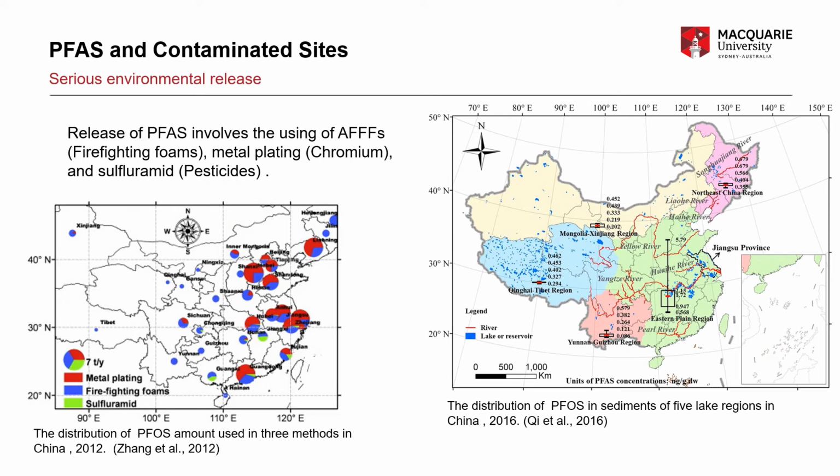Here you can see the left bottom picture. It records the distribution of PFAS amounts used in 3 metals in China, which is one of the PFAS. The distribution of PFAS in sediments of 5 lake regions in China is also recorded in the right-hand side map, and it shows that the Eastern Plain region has the highest concentration of PFAS, which is also correlated to the lifestyle.